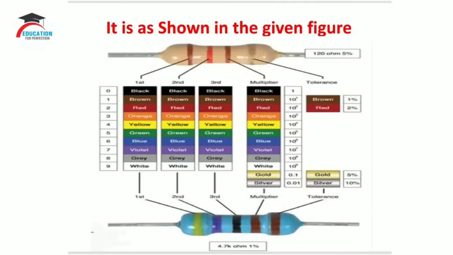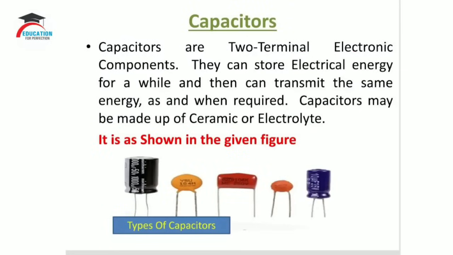Now friends, let us see about capacitors. Capacitors are two-terminal electronic components. They can store electrical energy for a while and then transmit the same energy as and when required. The capacitors may be made of ceramic or electrolytic. You can see the capacitors and the types of capacitors in the given figure.